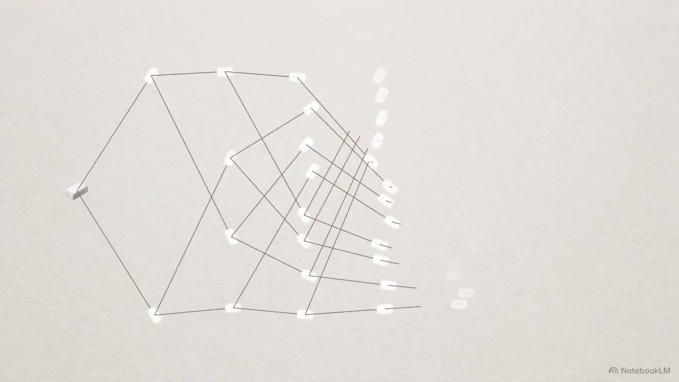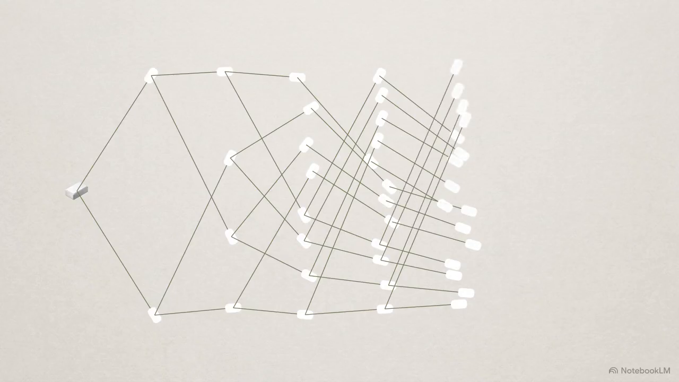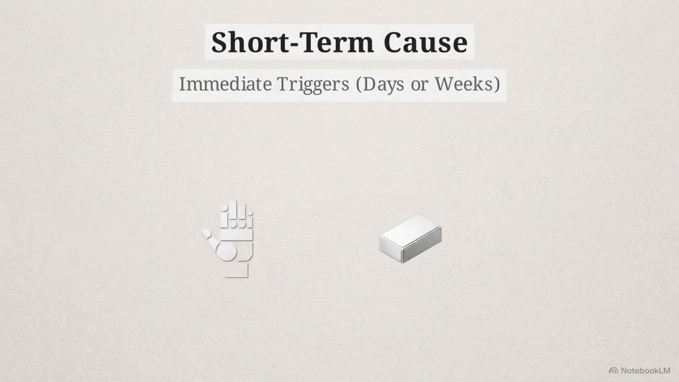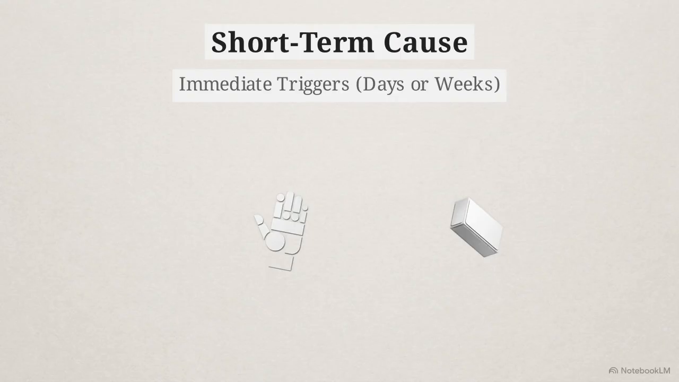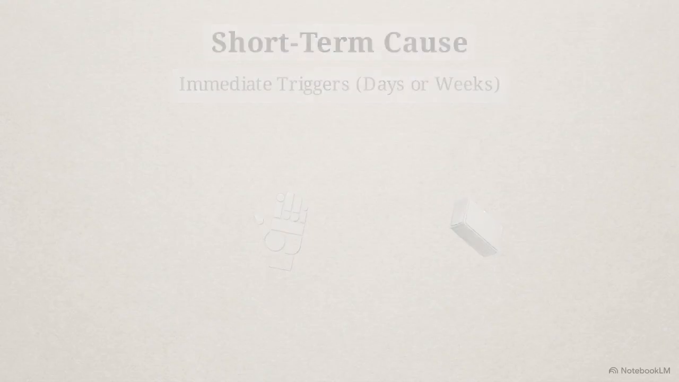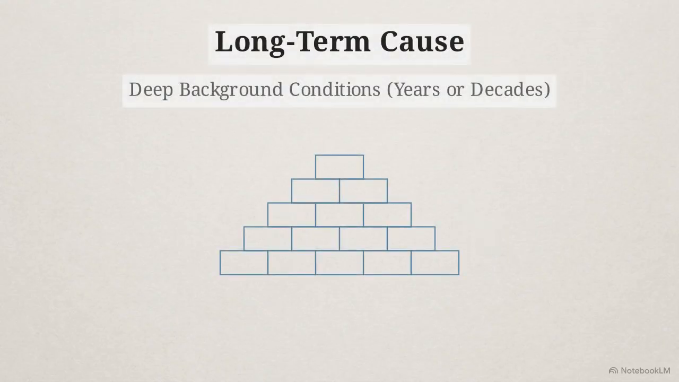It looks a lot like a complex setup of falling dominoes, where one piece striking another sends energy branching out in dozens of directions. When we study the past, we look for two different types of triggers. The immediate, final actions that happen just days or weeks before an event are called short-term causes. Think of this as the finger physically flicking the very first domino.